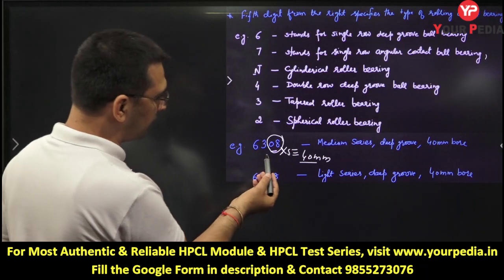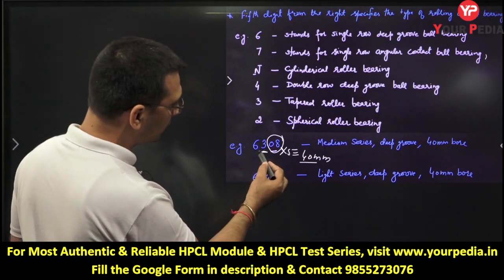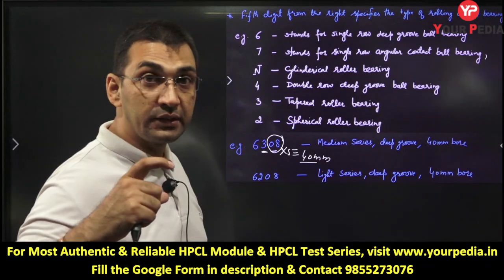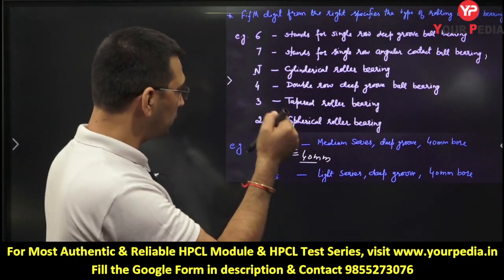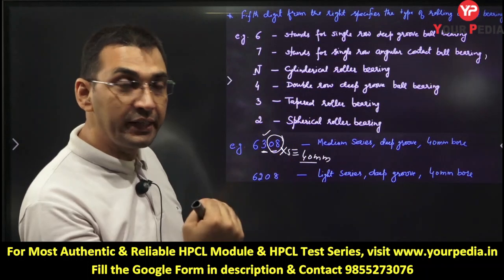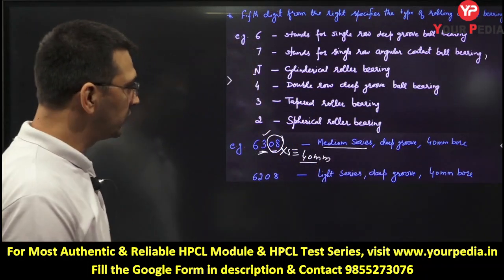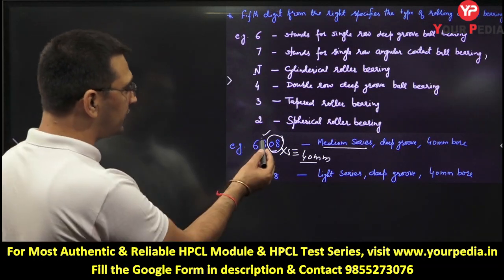What about the next? The next one is the diameter, the outer diameter series. And 3 refers to, I had told you, extra light, light, medium. So third comes to medium. So dekh, medium series, dekho. Medium series. And six, obviously, six stands for what?